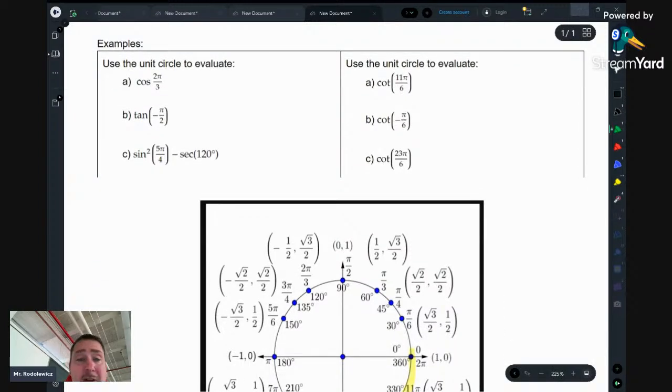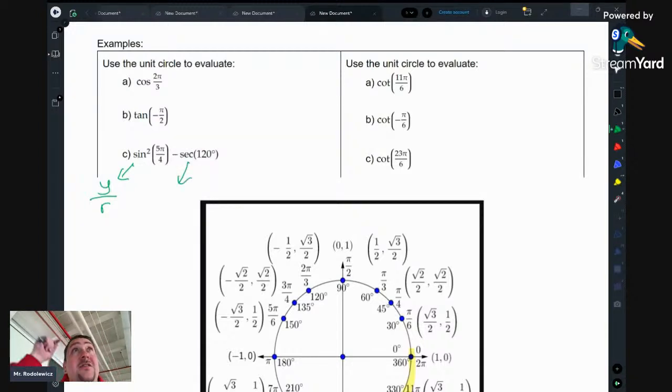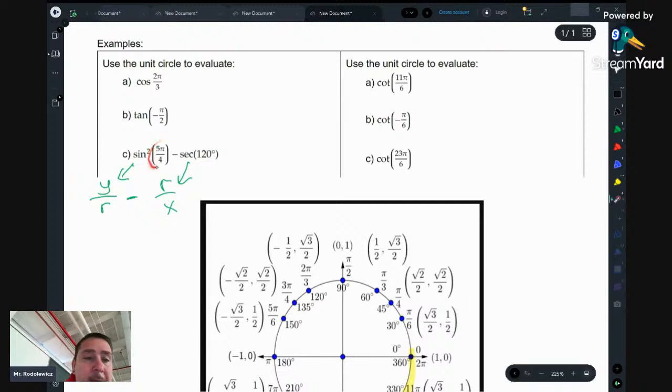Sine. Let's remember a couple things about sine. We know it's y over r. Secant. It's the reciprocal of cosine. Cosine is x over r, so secant is r over x. All right, and I'm going to subtract those things. Now, where am I looking? 5 pi over 4. By the way, this one says squared. All right, that's what that means there, right? So basically, this is what we're doing.